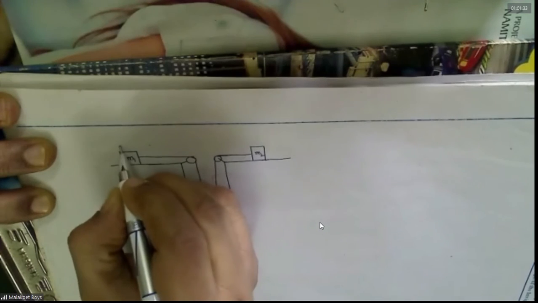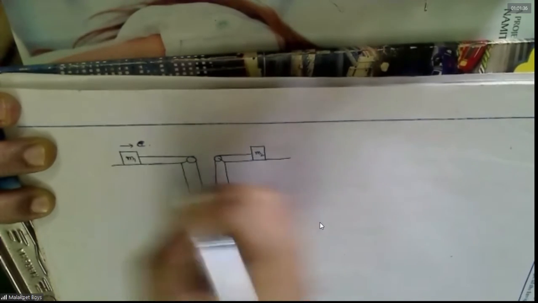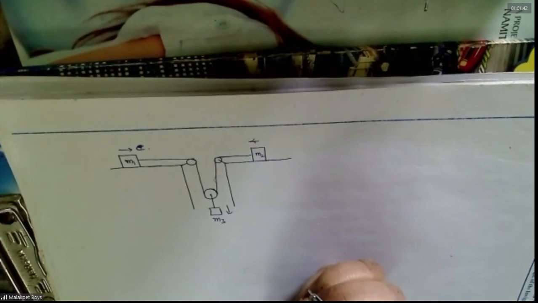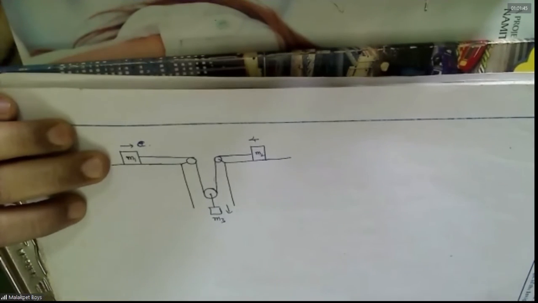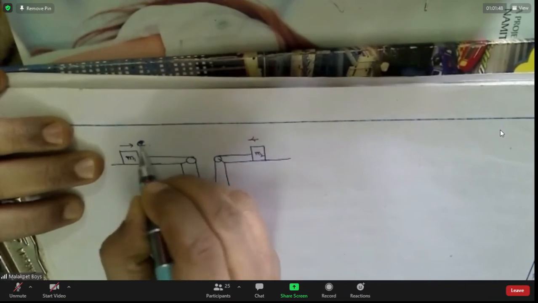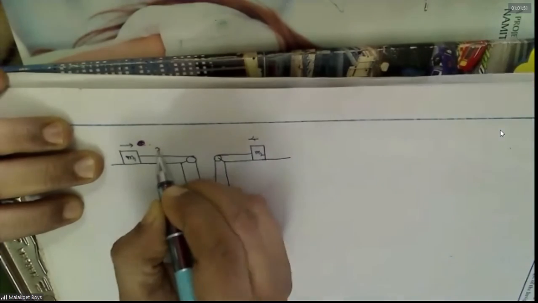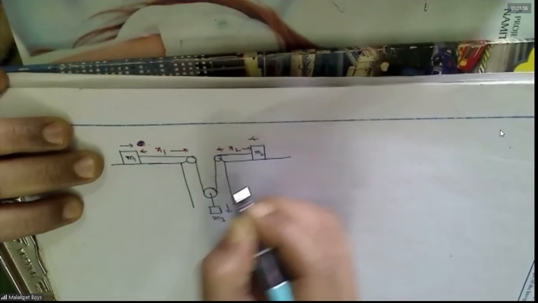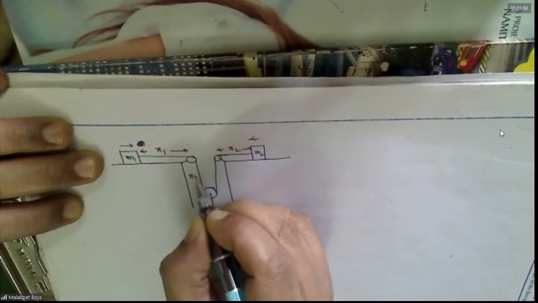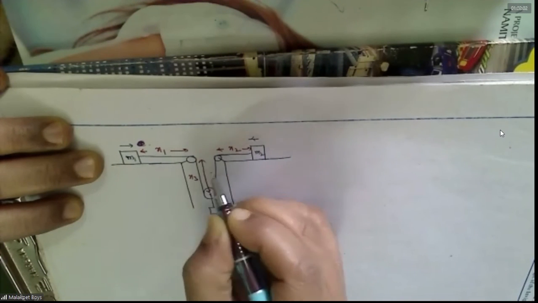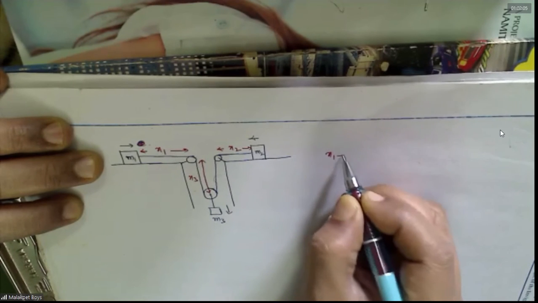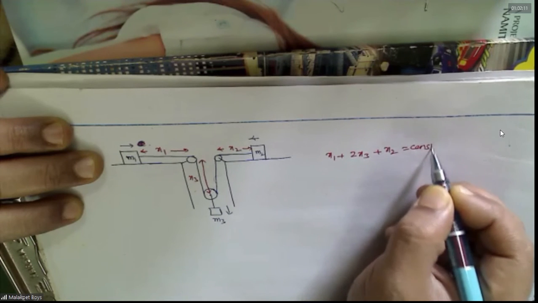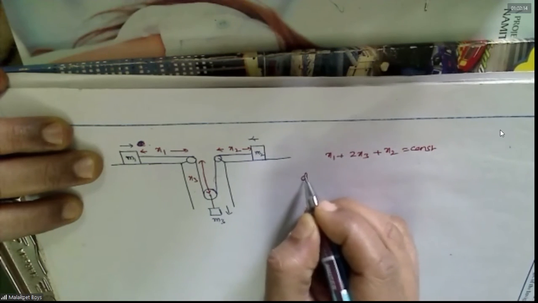So this is A1. Let us assume like this. This moves like this, this moves like this, this moves like this. Okay. Any method you can do. For example, suppose this is some x1, this is x2, this is x3. Now the length of the string is constant now. Do you agree with this? Yes, sir.